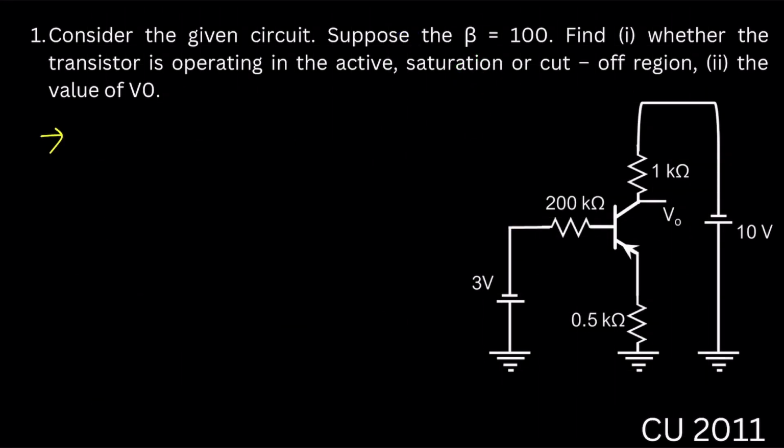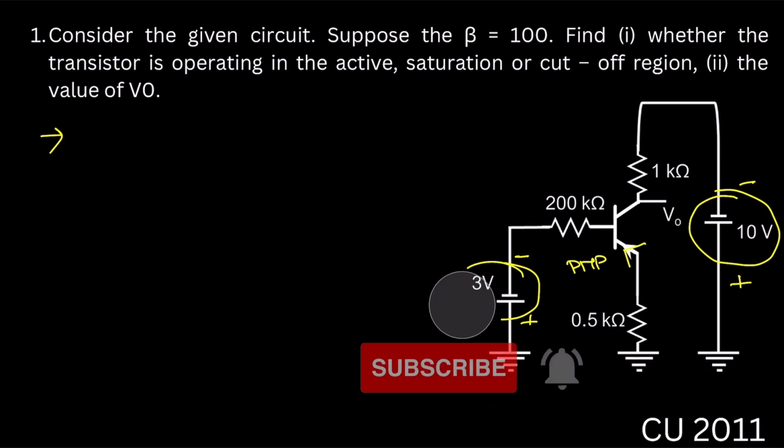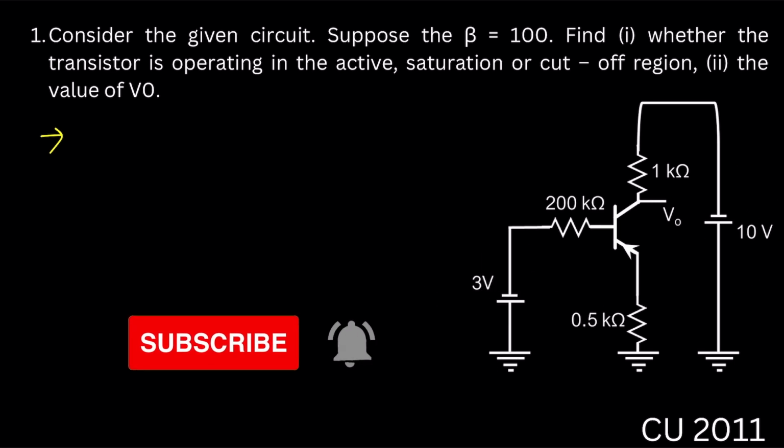Here you can see they provided a PNP transistor, as the arrow is on the inward side. You can also see the polarity of the voltage sources is changed for the PNP. This one is negative, this one is positive. Here this is negative, this is positive. As they changed the transistor from NPN to PNP, the voltage sources also changed, so don't worry about that. We will just use the simple KVL and we will get the result.